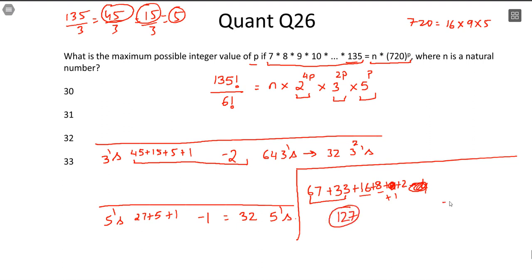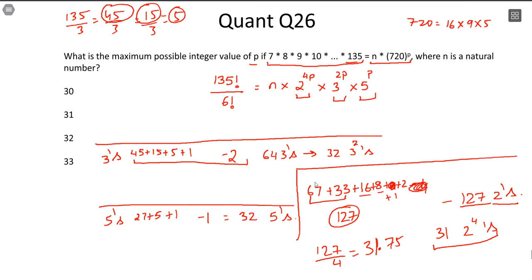I get 127 2's, but I don't need 2's. I need 2 raised to the power 4's. So I will have 31 2 raised to the power 4's only. Why only 31? Because 127 divided by 4 is 31.75. Complete 2 raised to the power 4 will only be 31, and therefore the answer to this question will be option B, 31. I have 32 threes, 32 3 squares, 32 fives, but only 31 2 raised to the power 4.